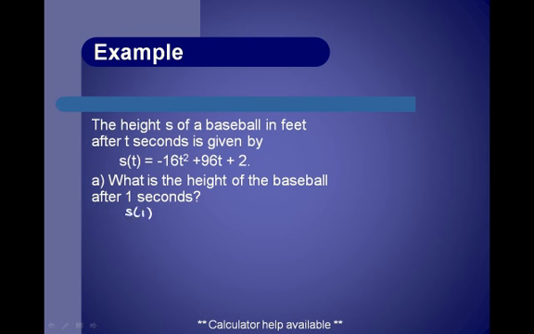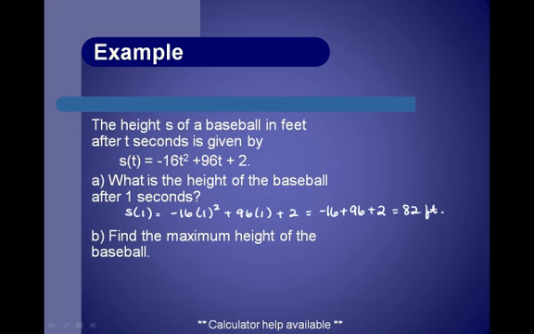So s of 1 equals -16 times 1 squared plus 96 times 1 plus 2, which would give us -16 plus 96 plus 2, which would give us 82 feet. The second part says, find the maximum height of the baseball.